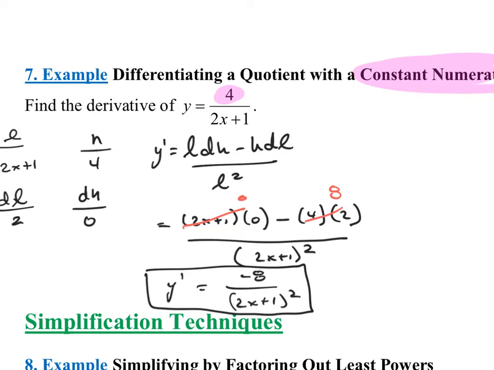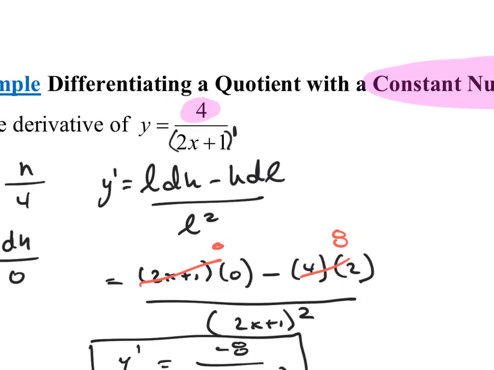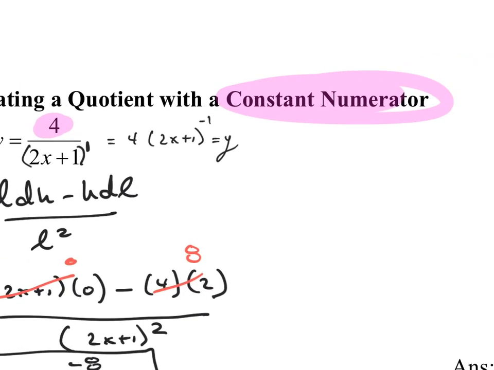What am I talking about? Well, would you agree that this is really 4 over 2x plus 1 raised to the first power? And technically, if I wanted to, couldn't I write this as 4 times 2x plus 1 quantity raised to the negative first power? Would you agree that that's the same thing? Remember, if you bring something to the top, you just make the exponent negative. And if I'm doing that, I can use the general power rule.